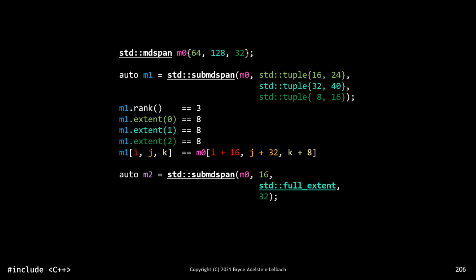Let's look at another example, this time with rank reduction. We'll slice M0, selecting index 16 for the first extent, the entire second extent, and index 32 for the third extent. The mdspan we produce, M2, will have rank 1. And the extent of that rank will be 128, the extent of the second dimension of M0. Iterating this 1D slice will be equivalent to accessing M0 with a fixed index for the first and third extent.